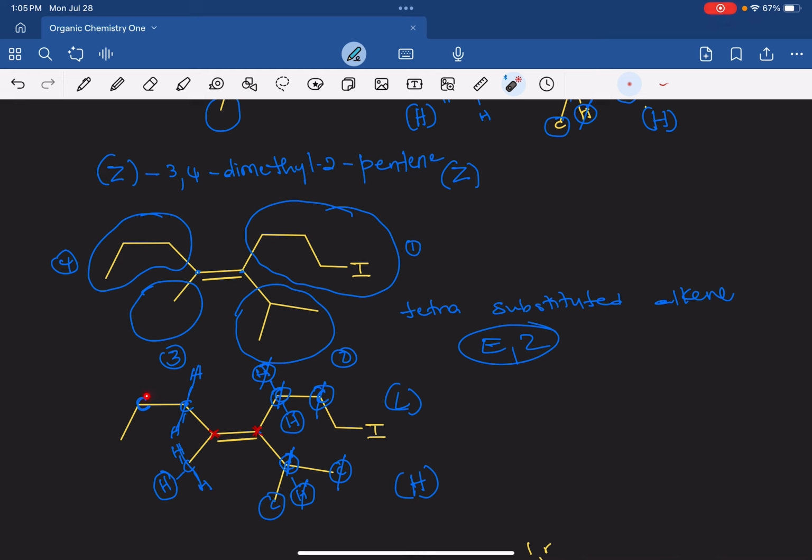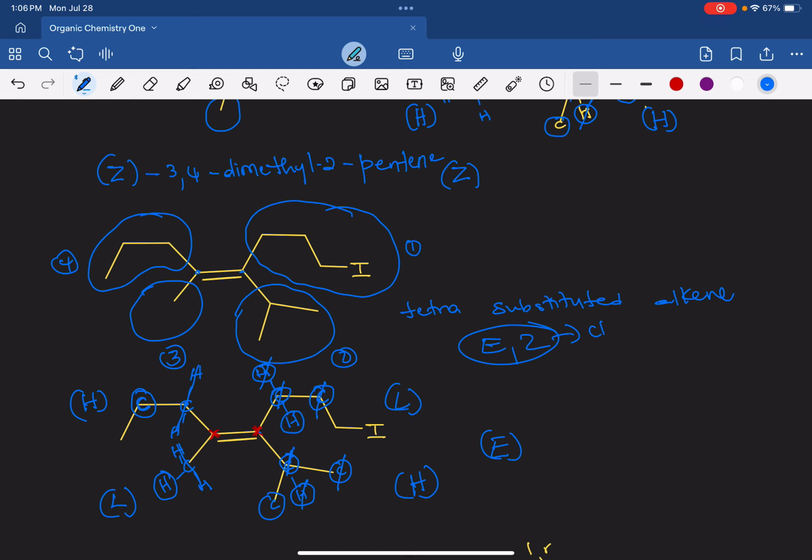It's a hydrogen. Up here, it's a carbon. So you're now comparing carbon to hydrogen. Carbon has a higher atomic number than hydrogen, so this is high, this is low. My H's are on opposite sides of the carbon-carbon double bond. There's my carbon-carbon double bond. There's one hydrogen here, there's one here. Opposite sides, which means that this molecule is E.